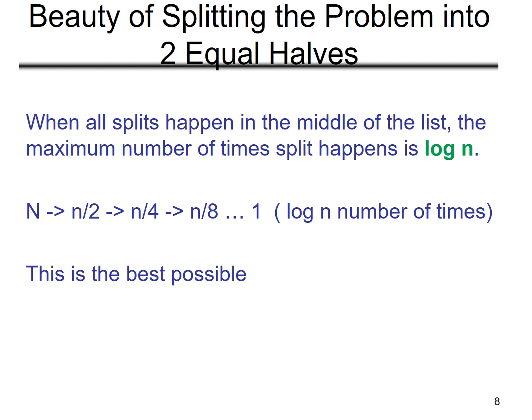For any value of n, by the time I reach a stage of 1, the number of times I need to split will be equal to log n. So the depth of recursion will be log n, and this is the best that anybody can expect in any divide and conquer strategy, and the merge sort does have this.